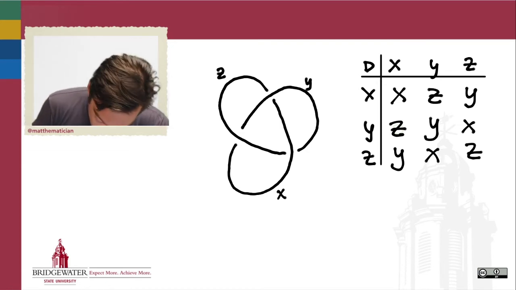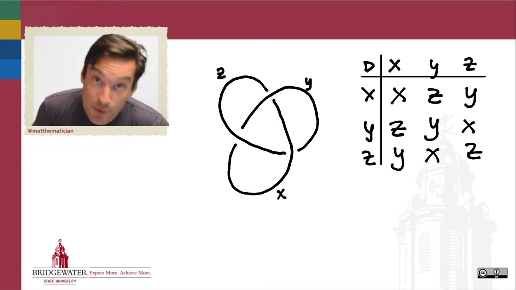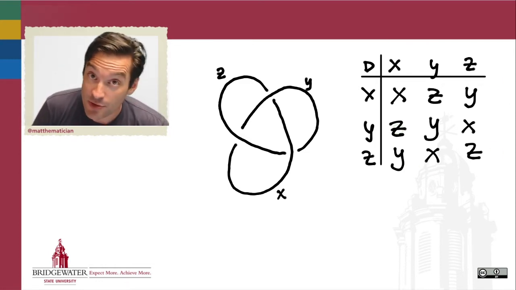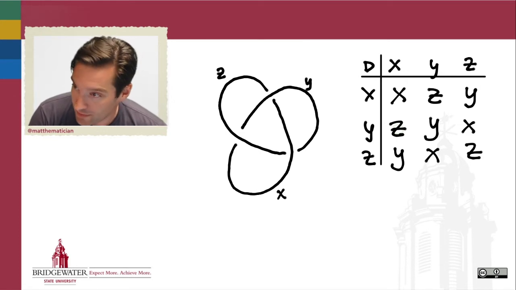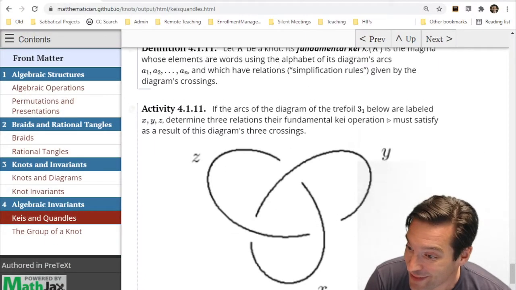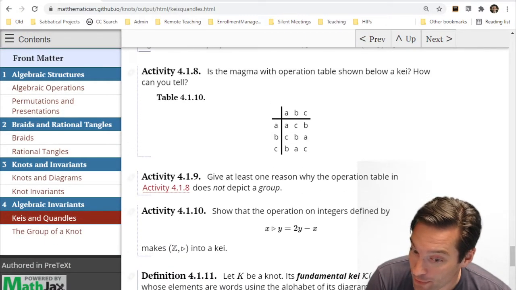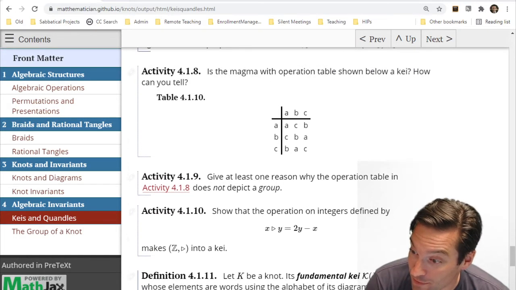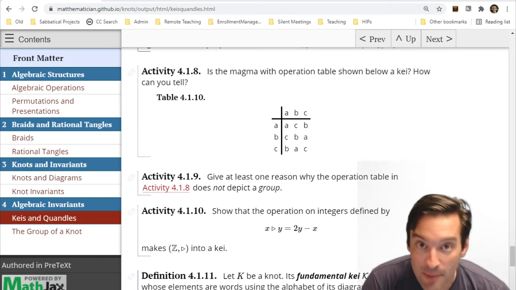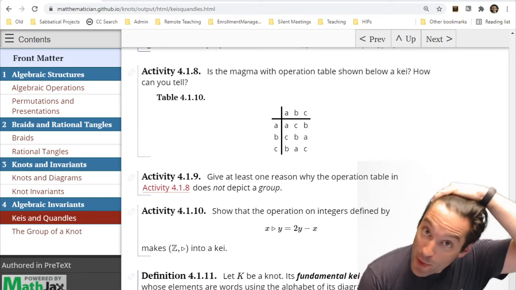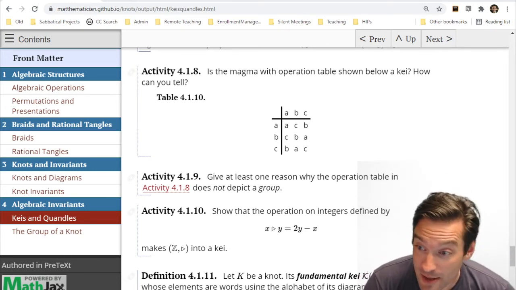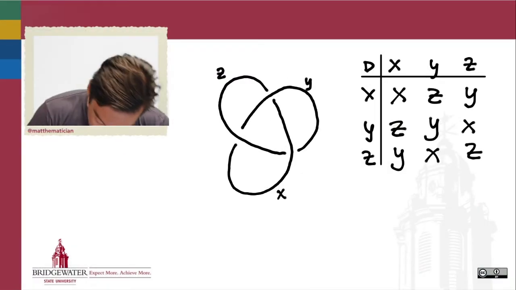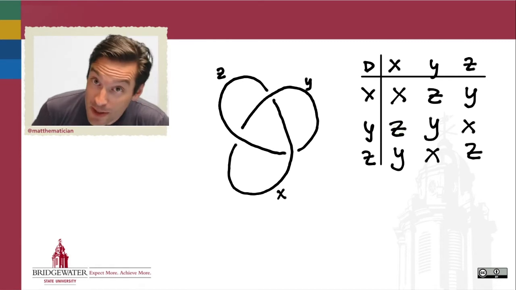And so the fundamental K of the trefoil knot has only 3 elements, X, Y, and Z, and its complete operation table is shown right here. You'll notice, in fact, one of your groups did notice, that that's the same operation table that was in activity 4.1.8. Show us whether this magma forms a K, and it does. It turns out that there is really only one way to make a K that has 3 elements in it. But that's meaningful in a different way, and this is where I want to close by tying this back into the idea of coloration.